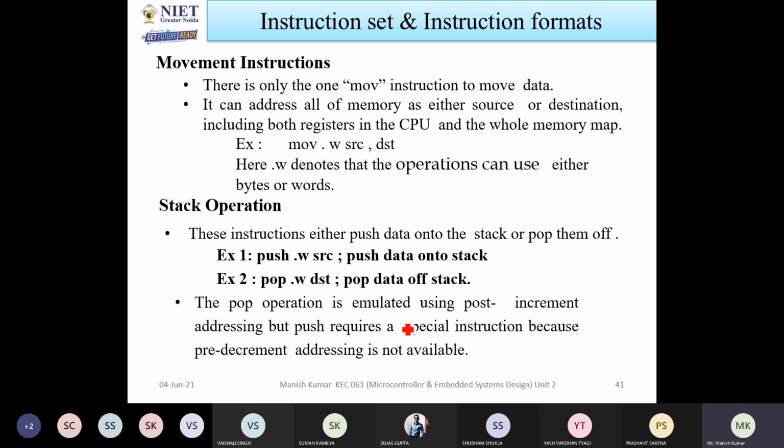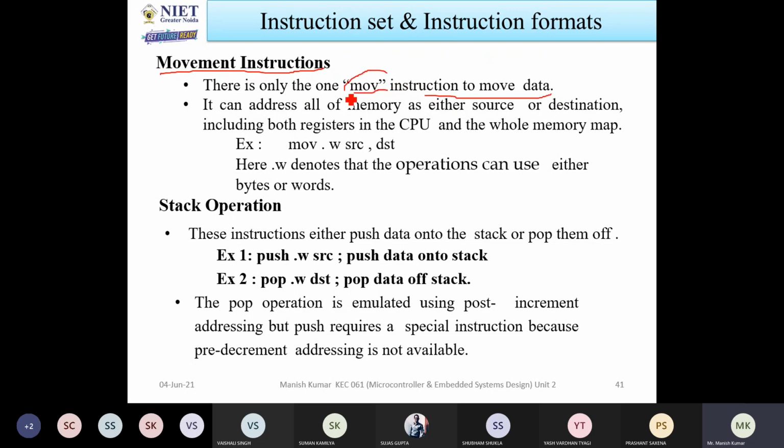We will see one by one. First I will see the movement instructions. So what is the meaning of movement instructions? With the help of movement instructions, you can move the data from one place to another place. Move means you are copying the data. In the microcontroller or microprocessor, move means copy. Okay. So there is only one move instruction to move the data.